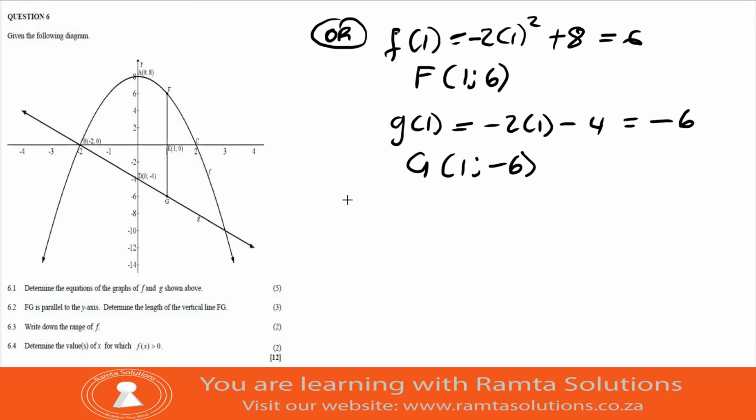Now, we can say FG is equal to, again, I want you guys to remember that you can say top minus bottom. You can still use the distance formula. Now that you have F and G, you can use the distance formula. But I won't use the distance formula because this is 3 marks. So I will say, remember, top minus bottom. The top y value is 6 minus the bottom y value, which is minus 6. Now what is our answer? Our answer is 12 units.